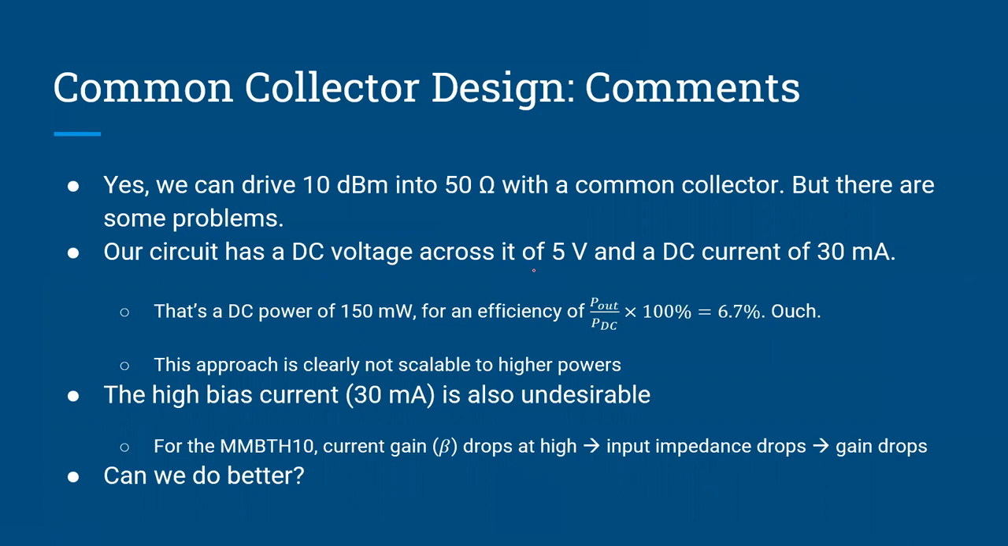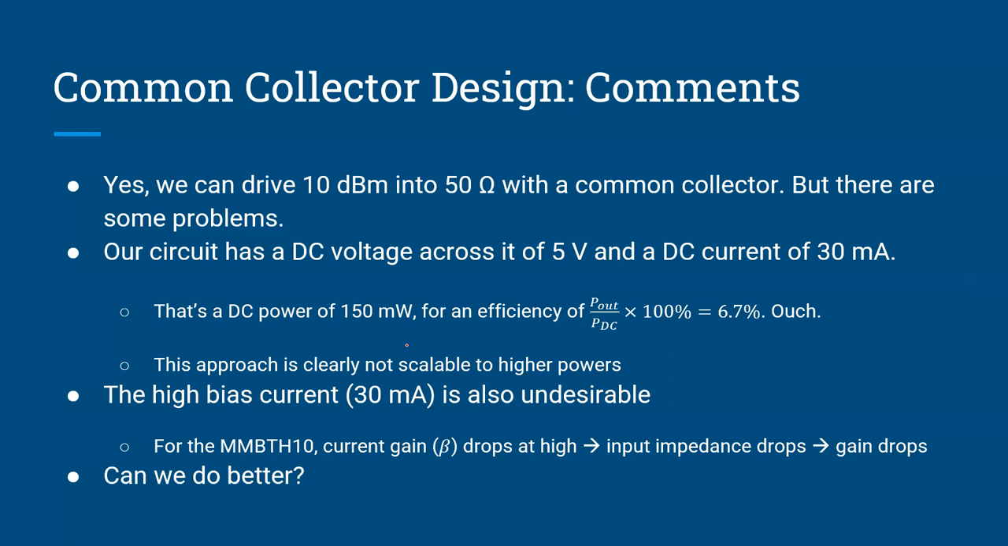And if you take the product, that's 150 milliwatts, right? And if you look at the efficiency, which is just the output power divided by the DC power that's being burned, that comes out to 6.7%, which is pretty terrible, right? If you imagine you wanted to transmit at 1 watt or 1 kilowatt even, the 6.7% is not going to cut it, right? Let's say it was 10%. We wanted to transmit 1 watt. That means we're burning 10 watts in our circuit. And that's pretty horrible. That's a lot of heat that you have to dissipate.